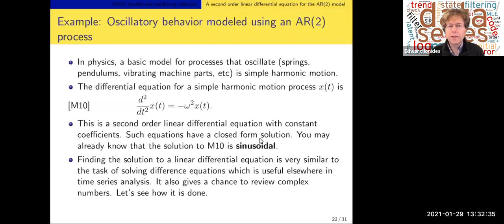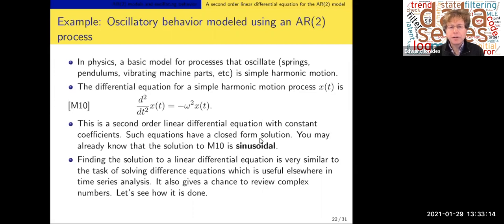Here's the example we're going to consider. We're going to study the AR2 model a bit. We're going to see, unlike an AR1 model, which really can only model kind of geometric decay, an AR2 model can model oscillatory behavior. And in physics, a basic model for processes that oscillate, such as springs, pendulums, vibrating machine parts, and so on, is simple harmonic motion. If you've taken some physics and you still remember it, then this will probably be a well-known equation to you.